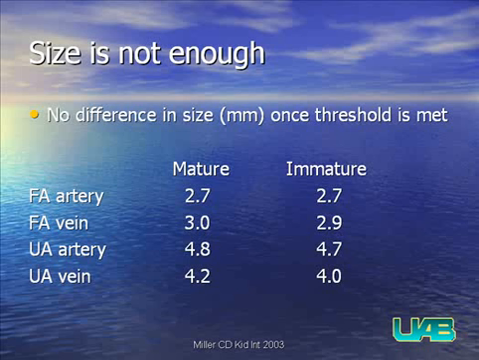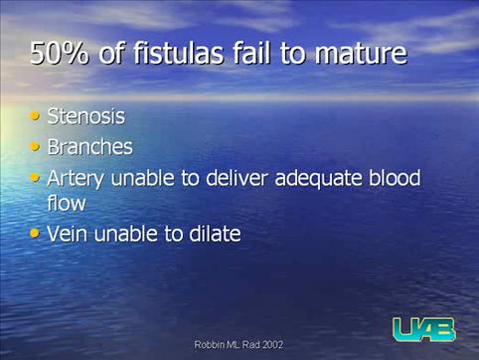So first of all, discussing whether size is not enough. It's been shown that for fistulas that are created, if you look at the vessels prior to the surgery, there's no difference in size of the vessels when you're comparing the mature to the immature fistulas. This is once you reach the size threshold of 2.5 millimeters in the vein or 2 millimeters in the artery, as has been previously shown. So even though these criteria may be met for the size, 50% of fistulas may fail to mature.